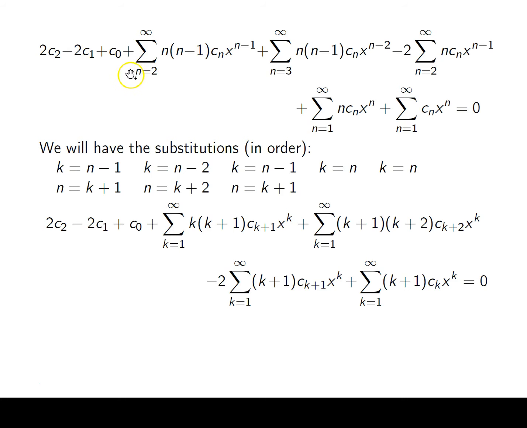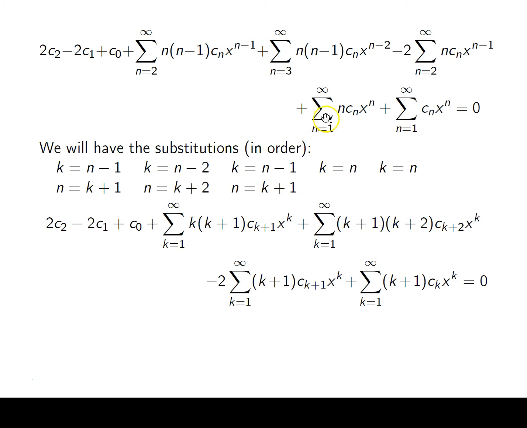And so I subtract 1 from both sides. It is now k equals 1. This n turns into a k plus 1, because that's my substitution. And this n minus 1 is now k plus 1 minus 1, or just k. So this k comes from this second term. This second term comes from this first term. This is no longer c_n. My substitution is k plus 1, so I have c_(k+1). This will be x, I'm sorry, just x^k. All right, so that's the first one.